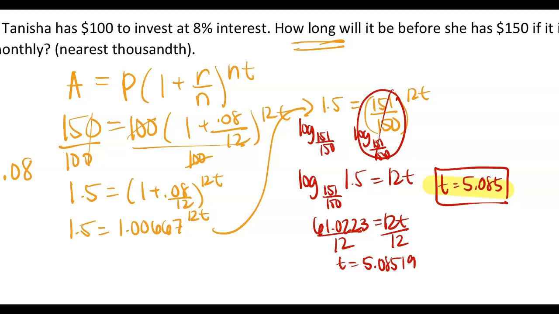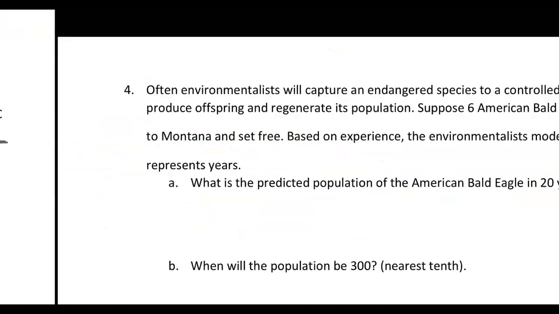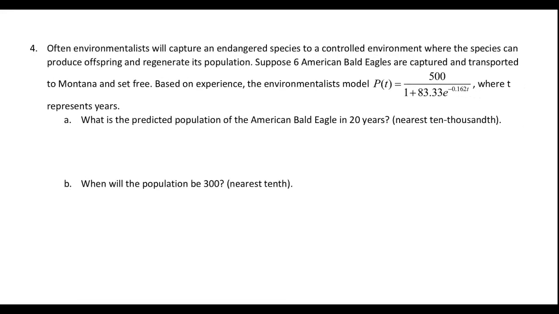All right, I have one last question that I want to go over, and that last question is right up here. Often environmentalists will capture an endangered species to a controlled environment where the species can produce offspring and regenerate its population. Suppose 6 American bald eagles are captured and transported to Montana to be set free. Based on experience, the environmentalist model, which is given, where T represents the years.